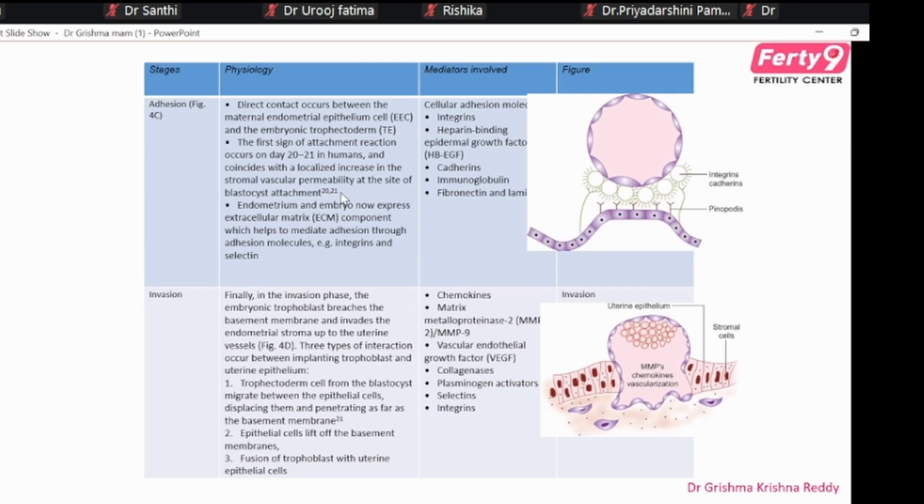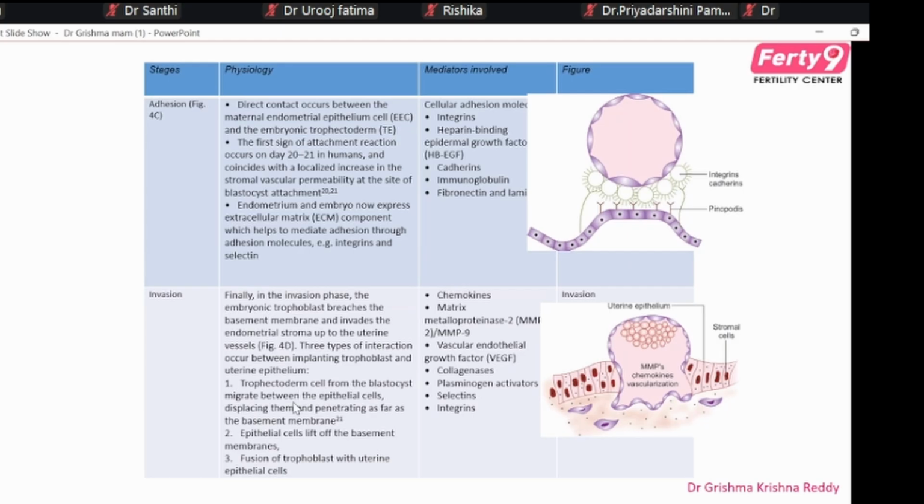So increased vascular permeability will be there. So the endometrium and embryo now express extracellular matrix components. So integrins, selectins, all these heparin binding growth factors, all these cadherins, immunoglobulins, all this will play a role in adhesion. So invasion, three types of interactions, like between trophoblast and epithelium.